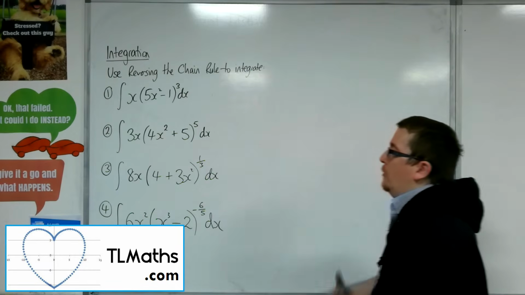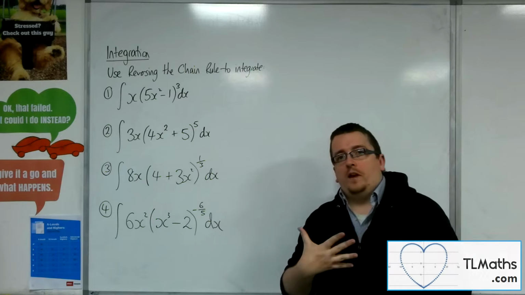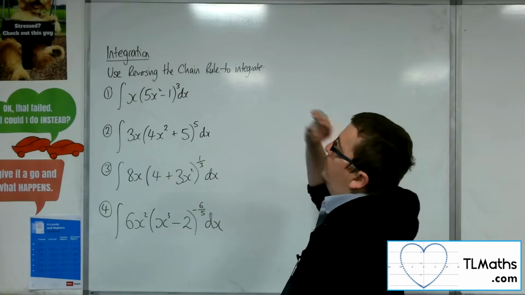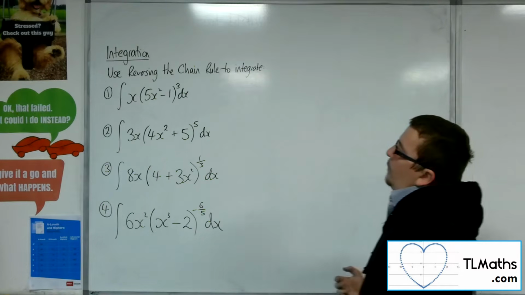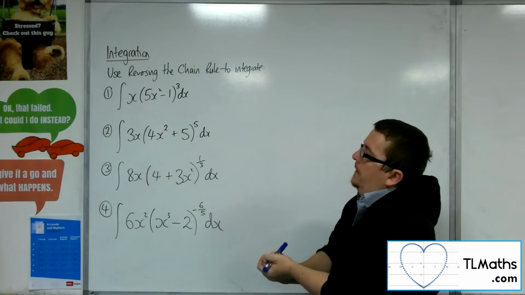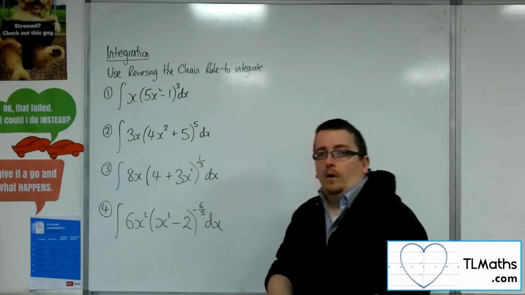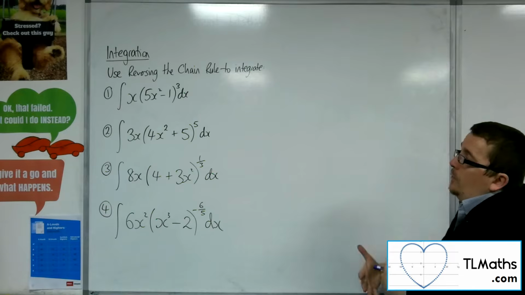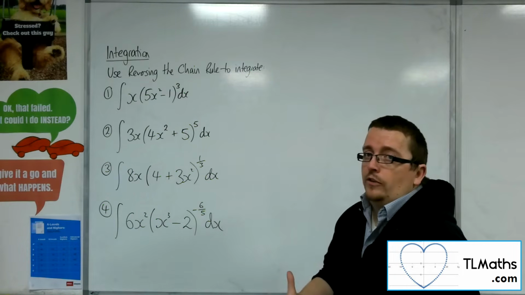In this video, we're going to go through some examples of reversing the chain rule, similar to the previous video. Okay, so in this first one, we've got the integral of x times (5x squared minus 1) cubed. Now, we can see that the derivative of what's inside that bracket is 10x. Outside we've got 1x. So we've actually got a multiple of the derivative of what's inside that bracket, and that's what's going to allow us to use reversing the chain rule. If it wasn't there, we couldn't use this approach.